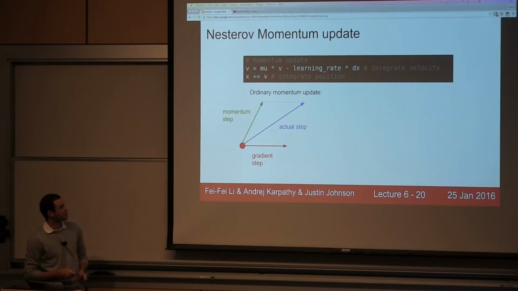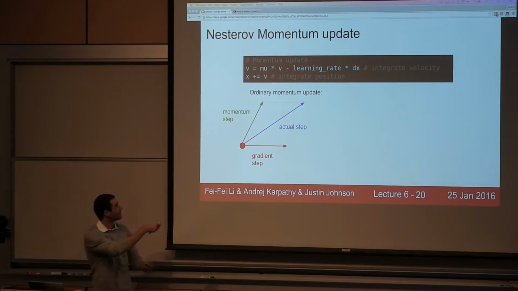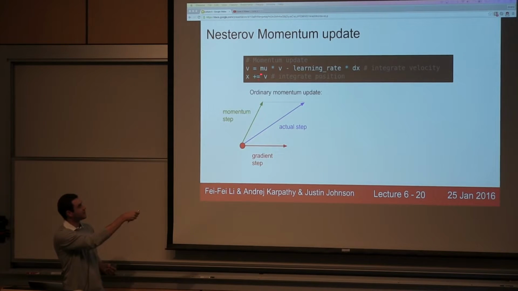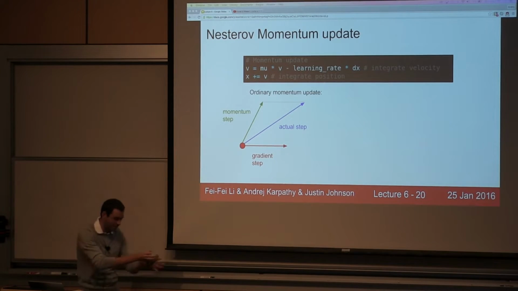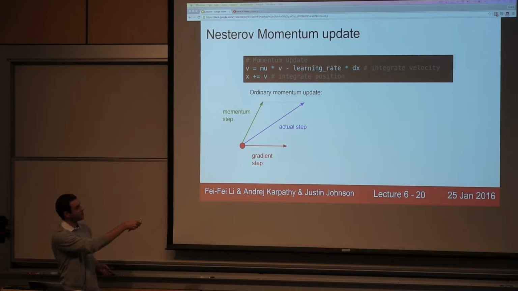So a particular variation of momentum is called Nesterov momentum, or Nesterov accelerated gradient descent. The idea here is we have the ordinary momentum equation here, and the way to think about it is that your x is incremented by really two parts. There's a part where you've built up some momentum in a particular direction, so that's the momentum step in green. That's the mu times v. That's where your momentum is currently trying to carry you. And then you have the second contribution from the gradient. So the gradient is pulling you this way towards the decrease of the loss function. And the actual step ends up being the vector sum of the two. So the blue is what you end up with, just the green plus the red.